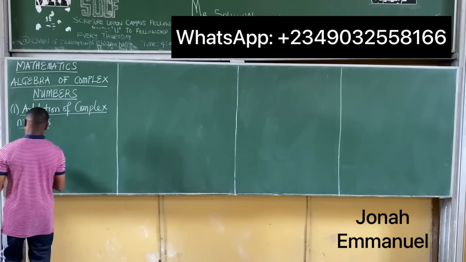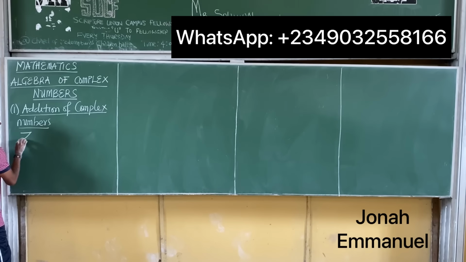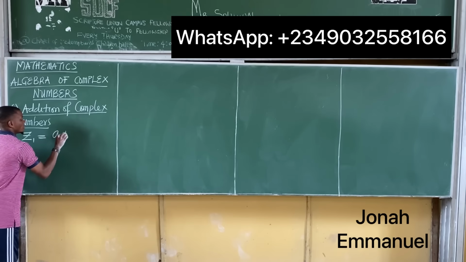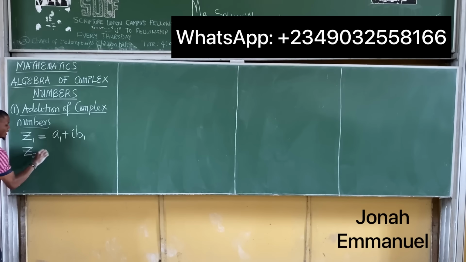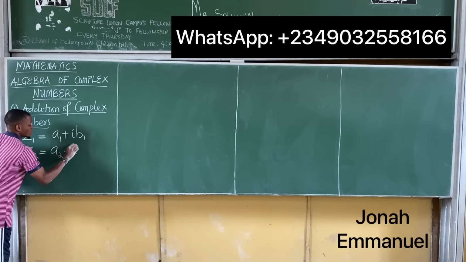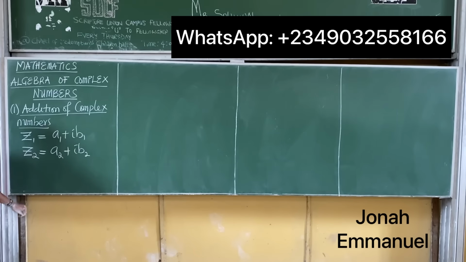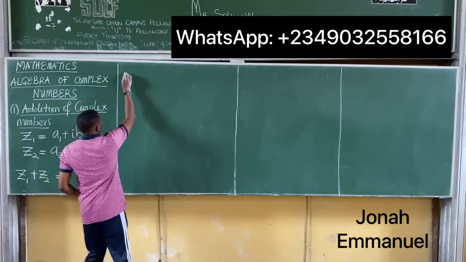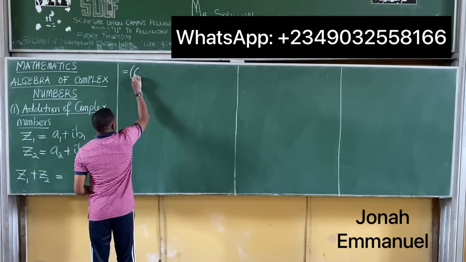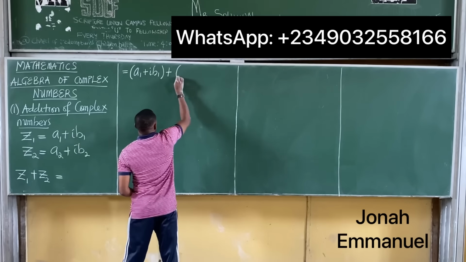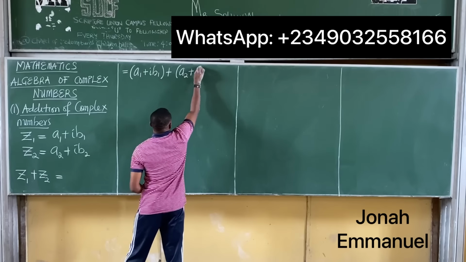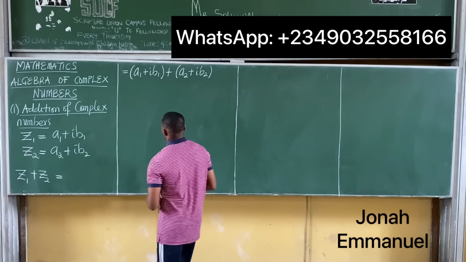Given two complex numbers, let's say z1 is equal to a1 plus ib1 and z2 is equal to a2 plus ib2. If I'm asked to add them, that's to find their sum, z1 plus z2 will be equal to z1, which is a1 plus ib1, plus z2, which is a2 plus ib2. So we have this.